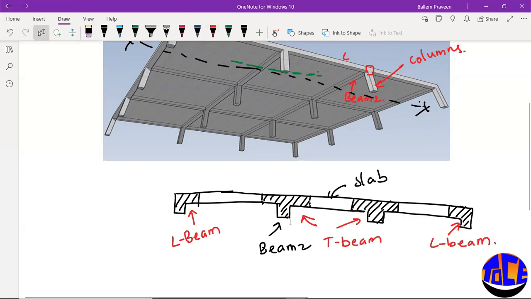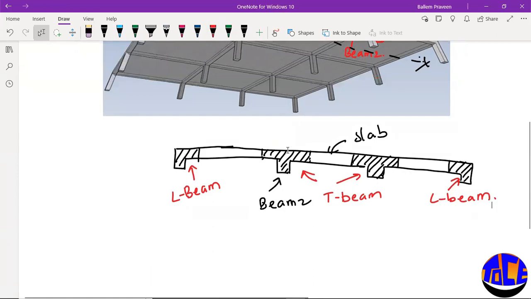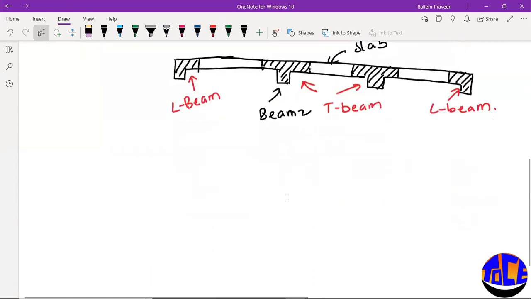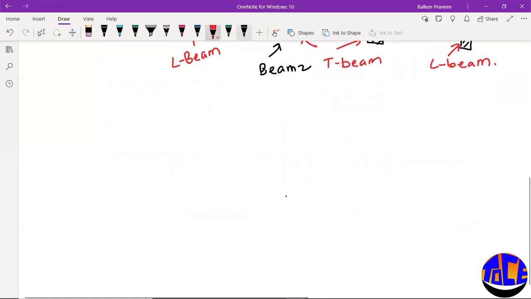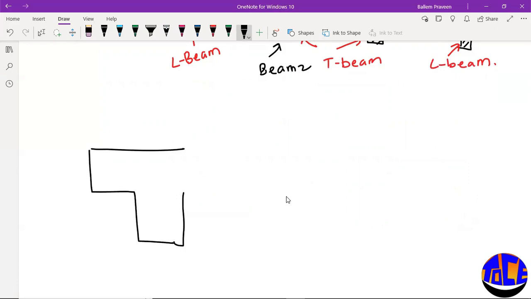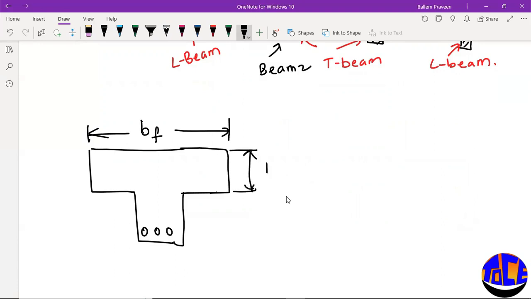If you take a single T-beam or L-beam, the cross section looks something like this. Here you have reinforcement. This is called the effective width of flange, denoted with small bf, and this is called the depth of flange. This is called the flange, the horizontal member. Then the vertical member is called the web.